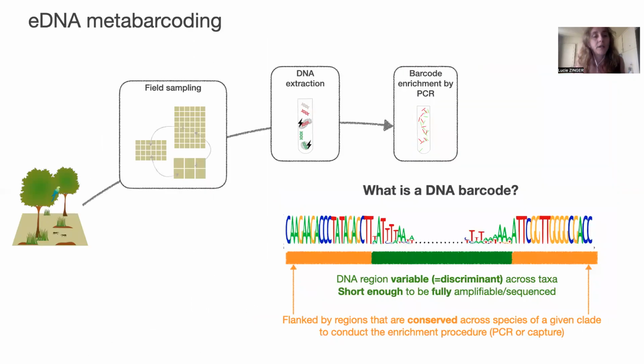So currently, the technique that is most widely used to analyze eDNA is what we call DNA metabarcoding, which is a technique that consists in enriching by PCR your DNA extract with what we call a barcode. A barcode is a genomic region that is strongly variable between different species, but that is flanked by two regions that are strongly conserved across all the species of interest, so that when you initiate this enrichment procedure, you really target the specific gene of interest for the specific clade you are interested in.